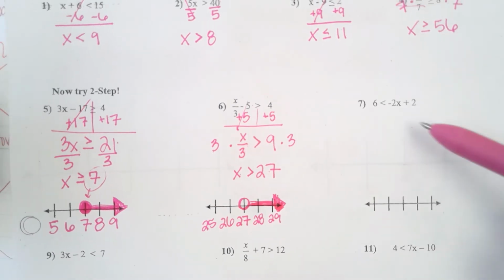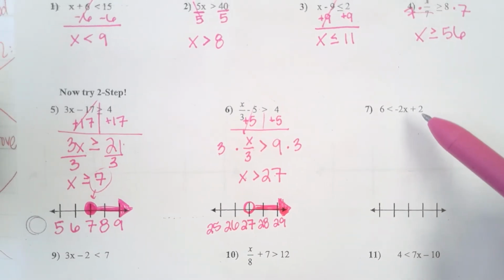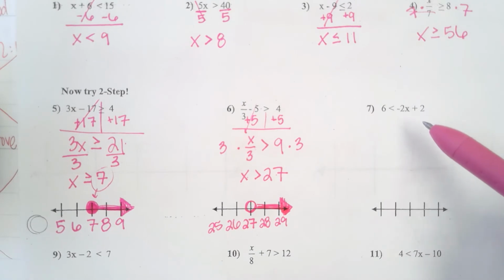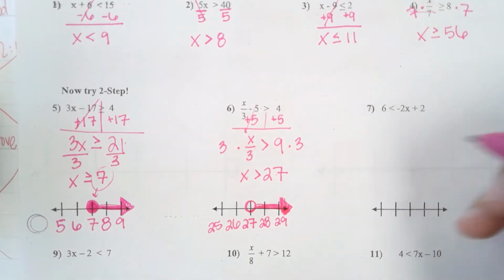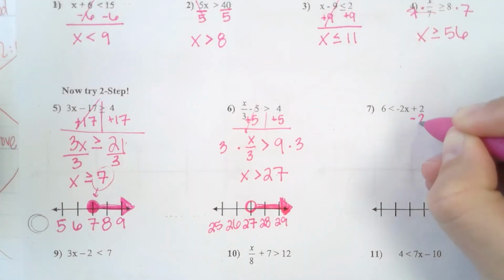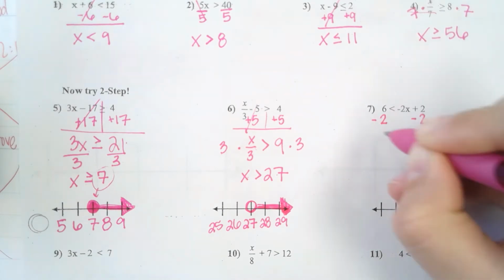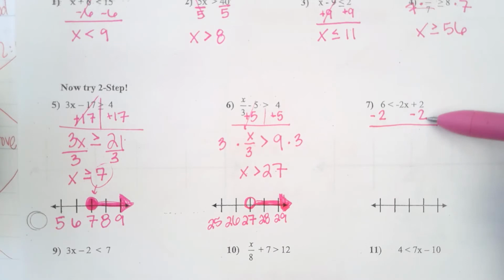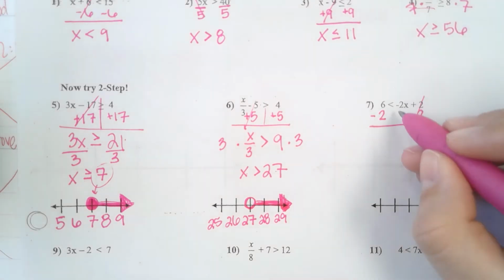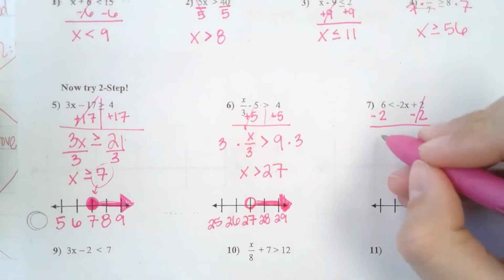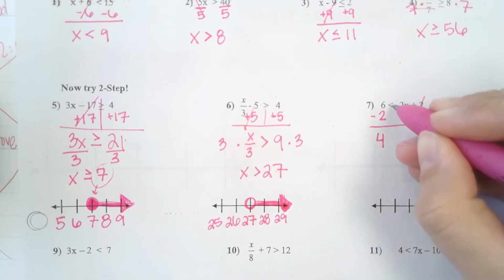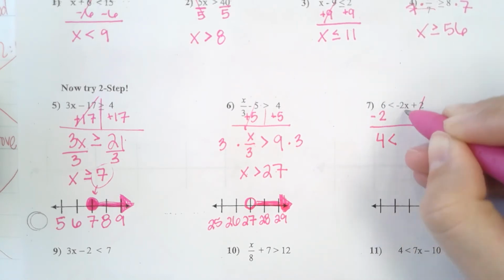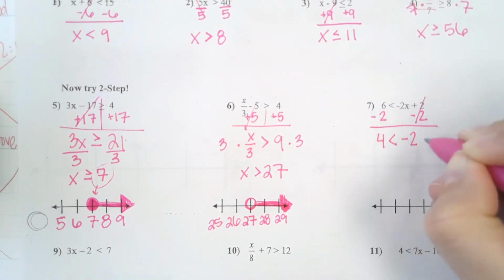All right, next one. So always move your constant that's on the same side as x. So in this case, I need to move the 2. Right now it's adding 2, so the opposite of adding 2 is subtracting 2. So I'm going to subtract 2 on both sides. My plus 2 minus 2 will cancel. And 6 minus 2 is 4. Keep that inequality sign, and then I'm left with negative 2x on the right side.